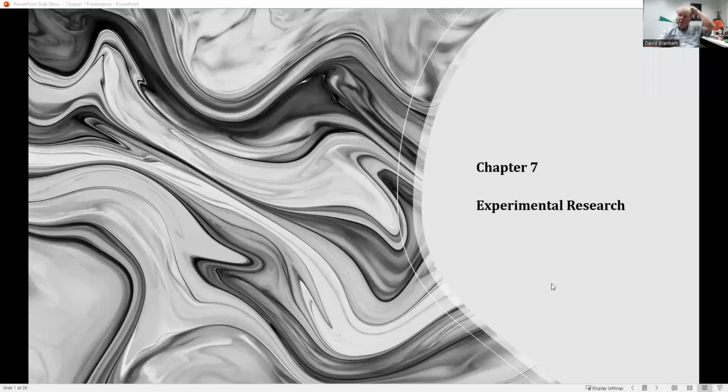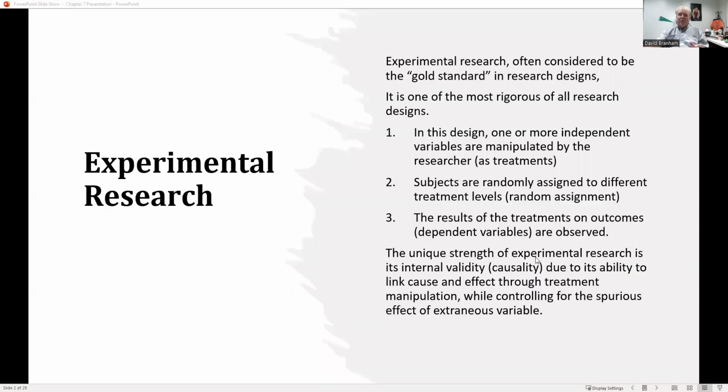Okay, as I said, chapter 7 covers experimental research. We're going to start out with some details about experimental research. First, experimental research design is said to be the gold standard of research designs. And the reason why is because it has, in reality, the most internal validity of any research design. It's one of the most rigorous of all research designs.